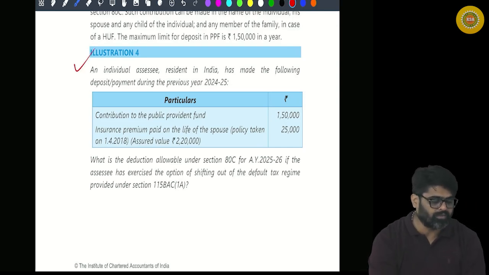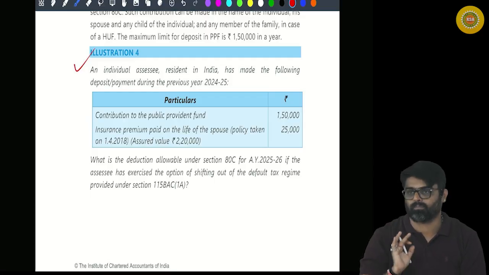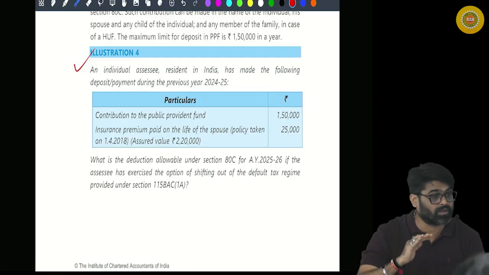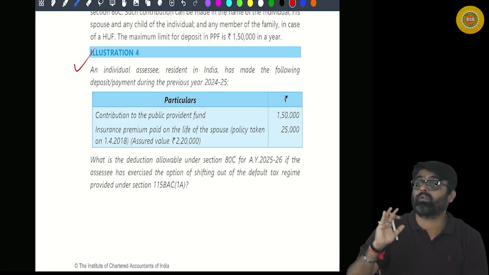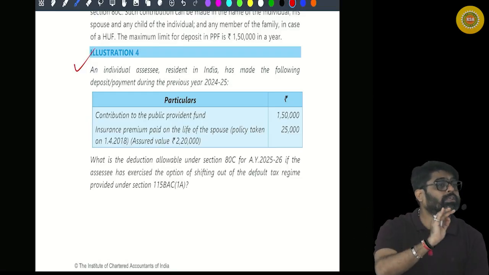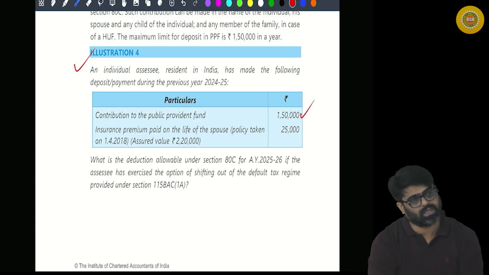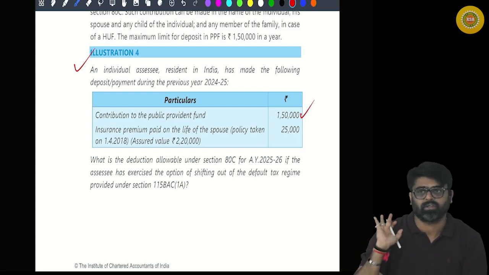Now see, an individual assessee resident in India has made the following deposits or payments during the previous year 24-25. He has contributed to the PPF account. If you contribute any amount during the previous year in the Public Provident Fund account, for yourself, for your spouse, or even for your children, that entire amount contributed will be eligible for section 80C. So will this amount be eligible for 80C? Yes, eligibility is there, amount is eligible.